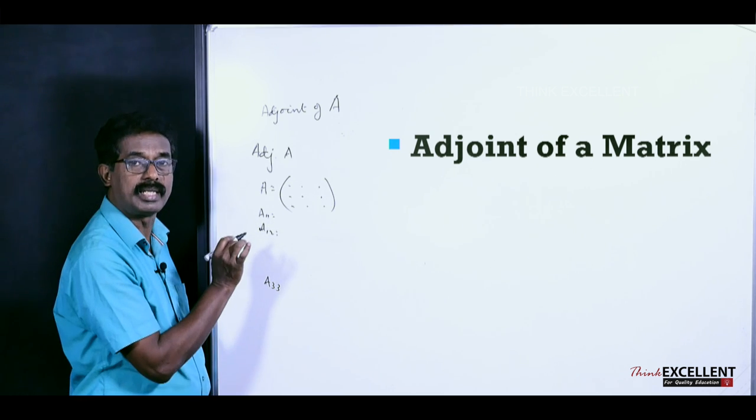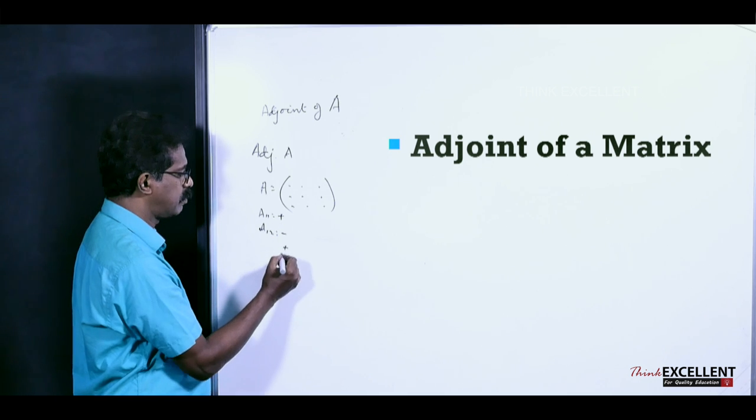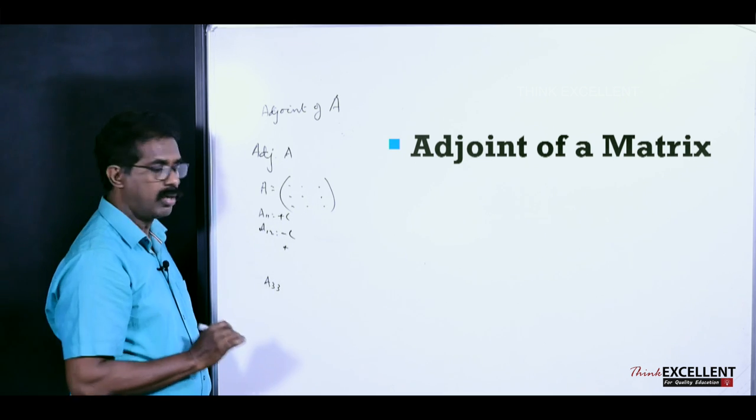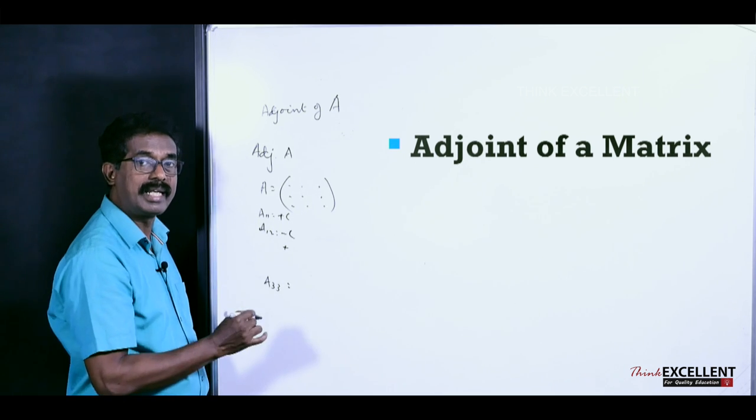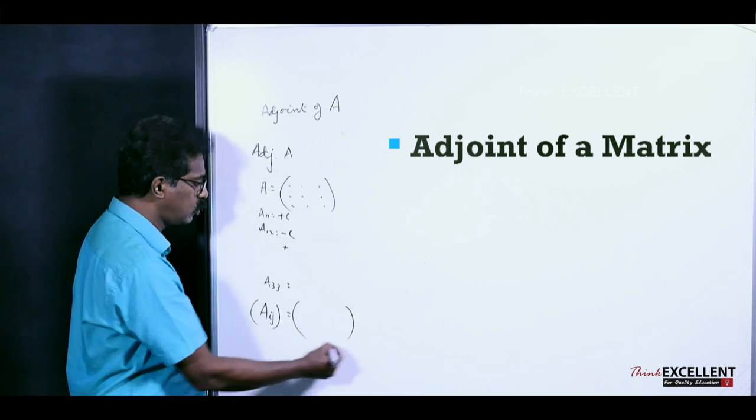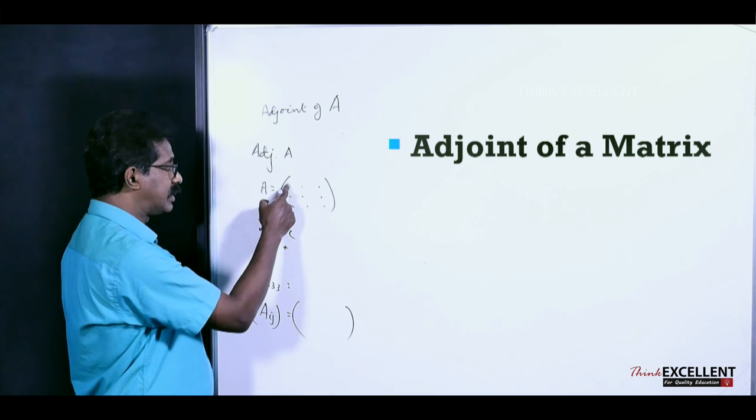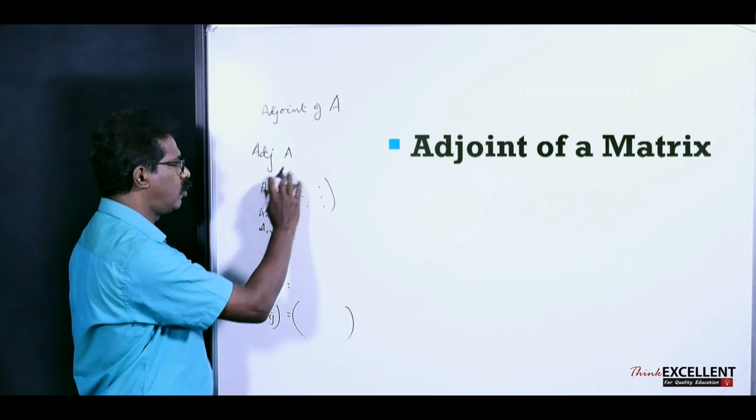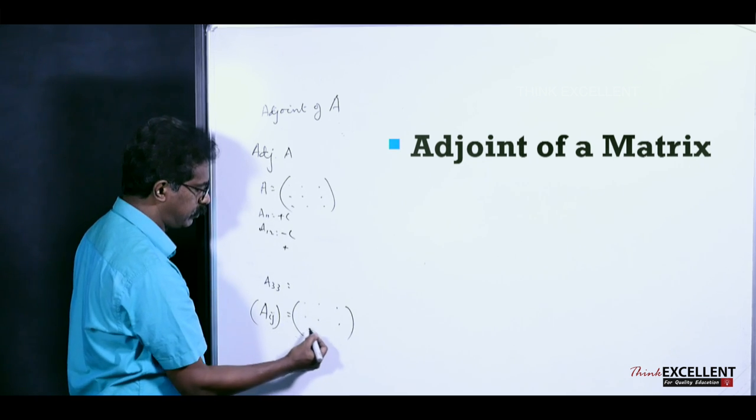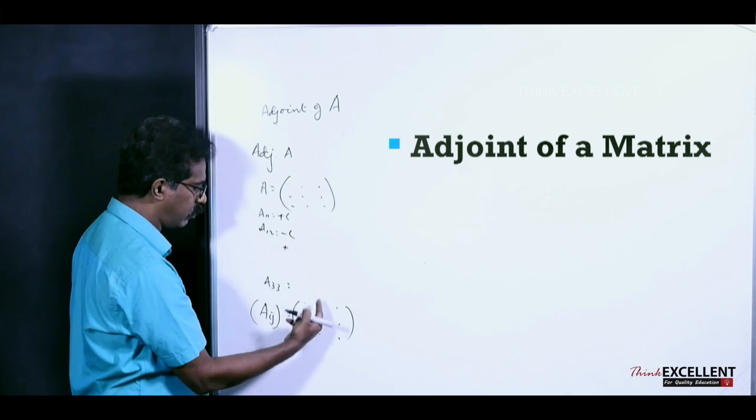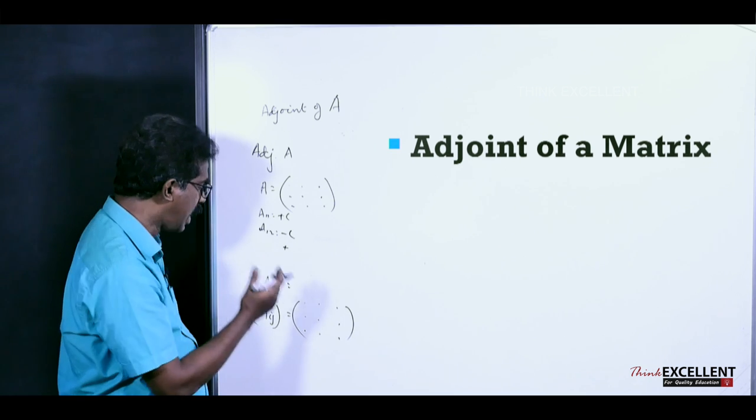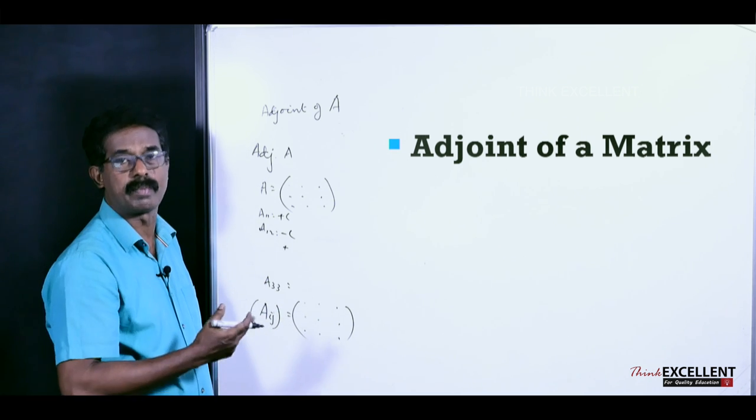Already I said, if it is 3 by 3, how to put the sign? Plus, minus, alternating like that. Then leave the row and column and do the remaining. Find all the cofactors and write them as a matrix, that we denote Aij. Instead of the original element, you write its cofactor. You are replacing every element by the corresponding cofactor, and that matrix we call the cofactor matrix.